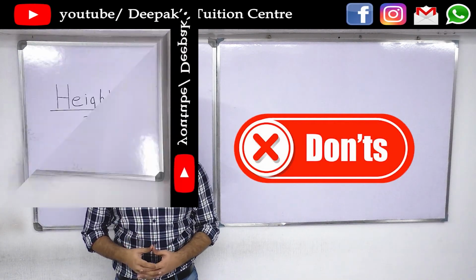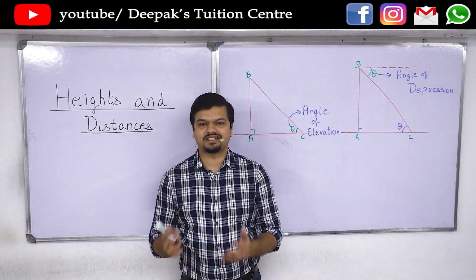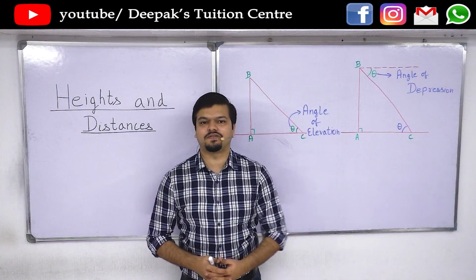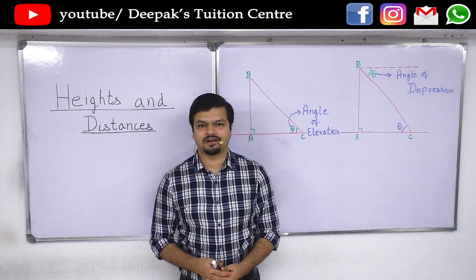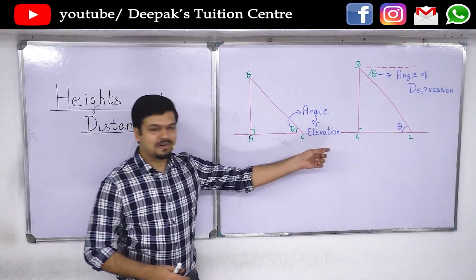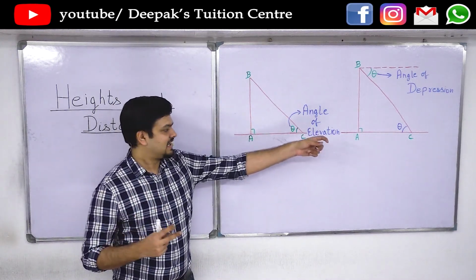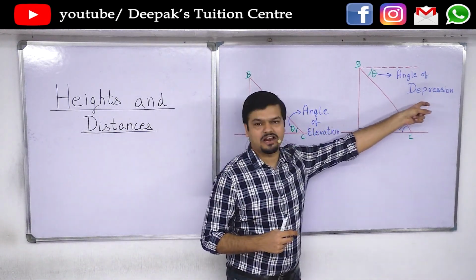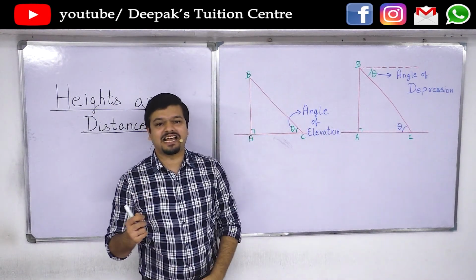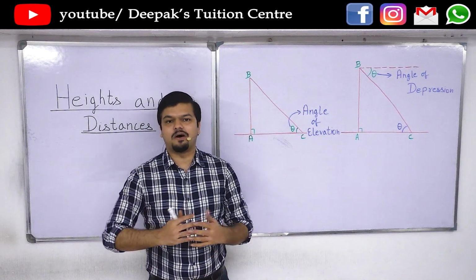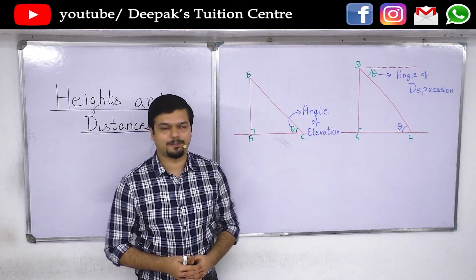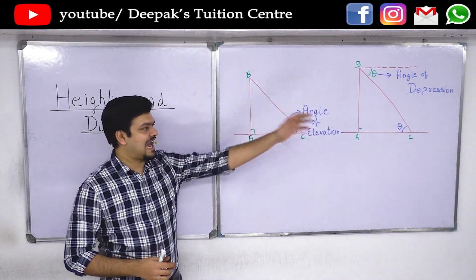Heights and distances is a chapter involved with application of trigonometry. So basically we'll be applying trigonometry to solve this chapter. The chapter completely depends on mainly two terms, angle of elevation and angle of depression. So if you understand these two terms properly and a few other details, then you can obviously solve every sum of the chapter. Angle of elevation and angle of depression.